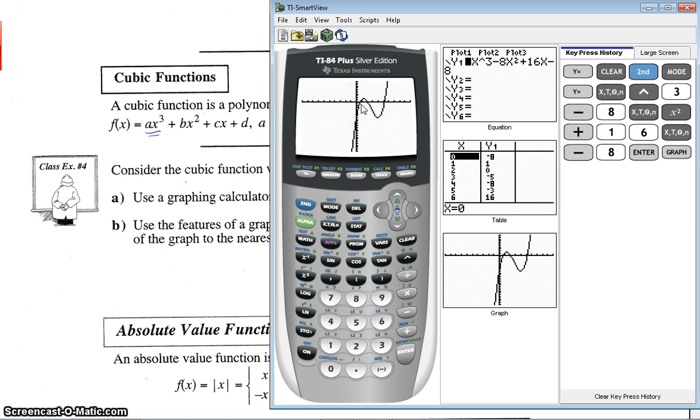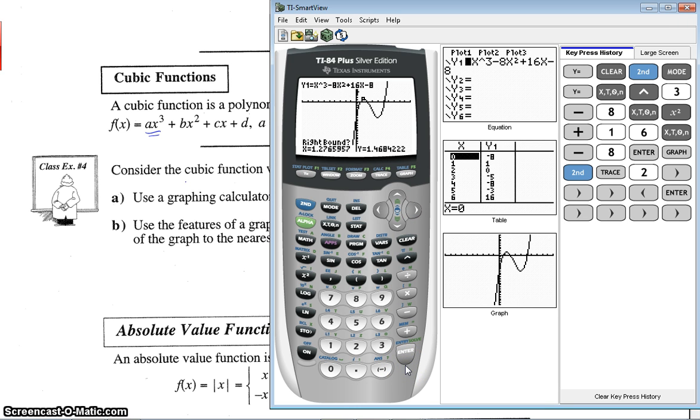So once again, find the x-intercepts. That's like finding the zeros of the function. So we're going to go second calc 0. And we want to be left bound, which would be about in here somewhere. Hit enter. And then we want to be right bound of that far left x-intercept. Hit enter, and for guess, again, we just hit enter.